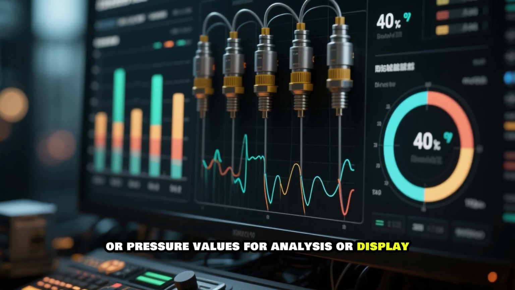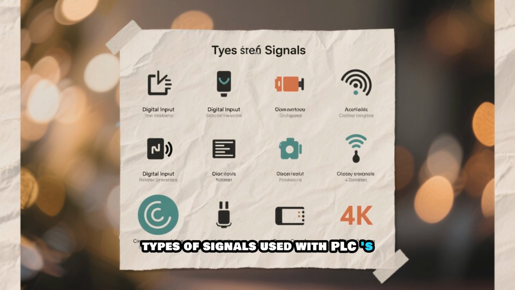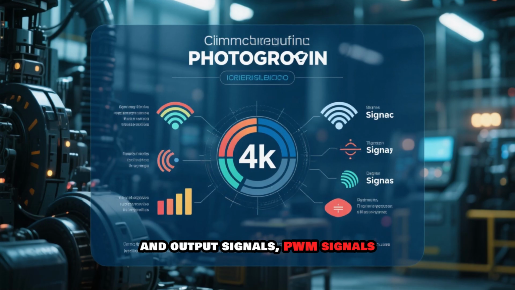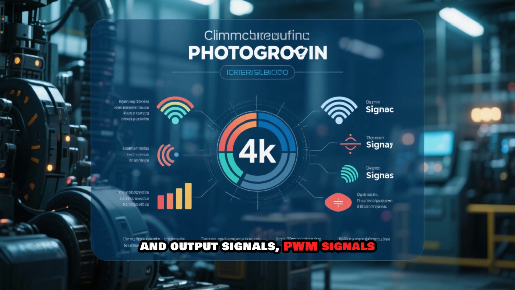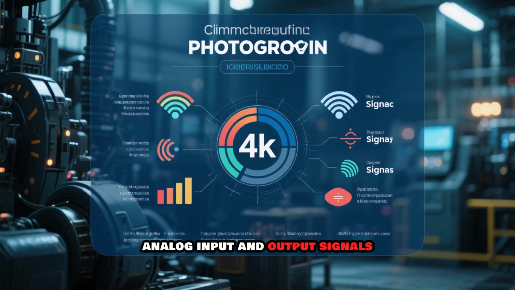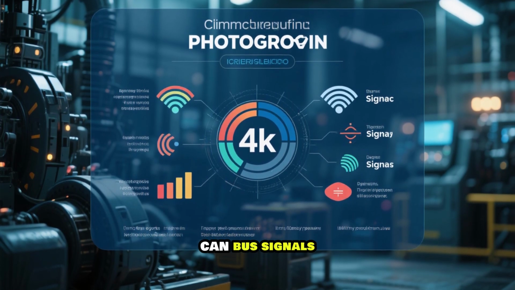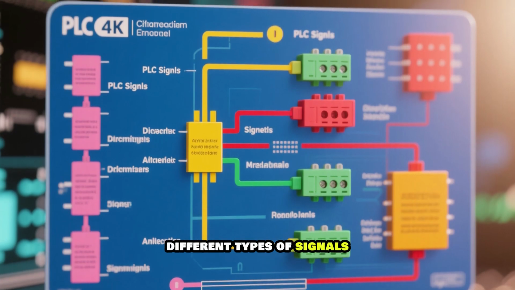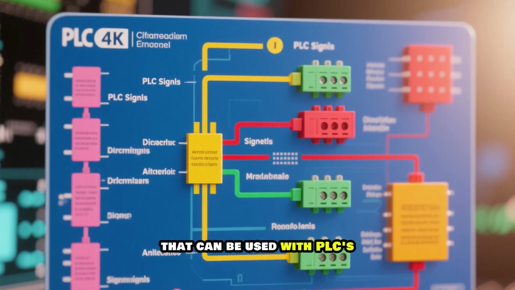analysis or display. Here are some of the most common types of signals used with PLCs: digital input and output signals, PWM signals, analog input and output signals, CAN bus signals, Profibus signals, and more. So these are some of the different types of signals that can be used with PLCs.